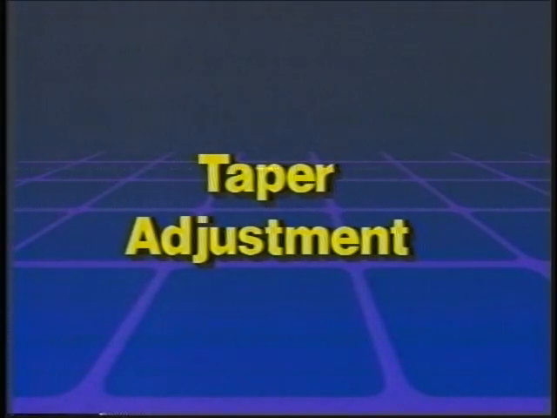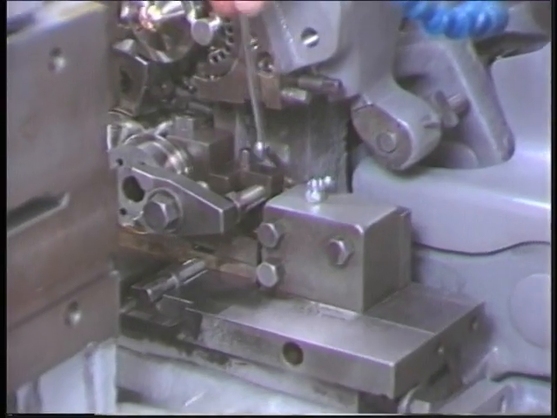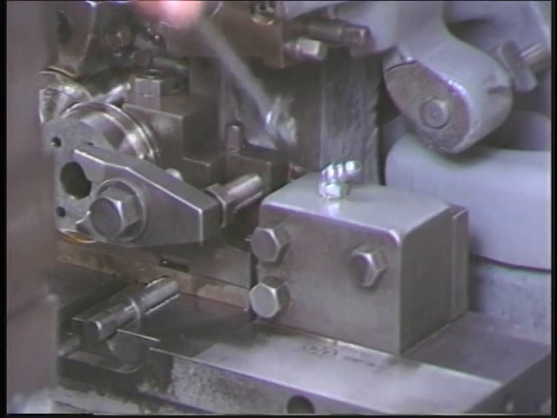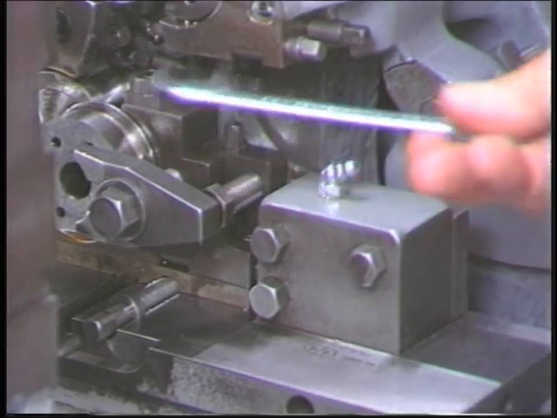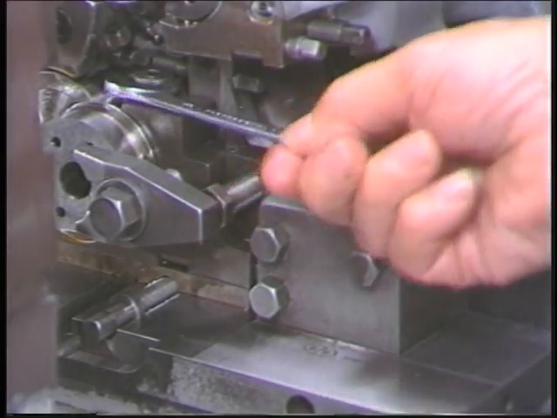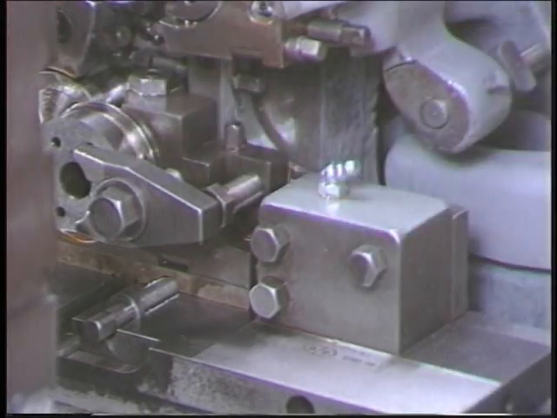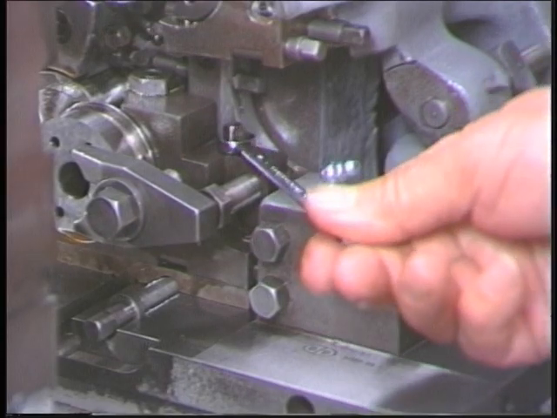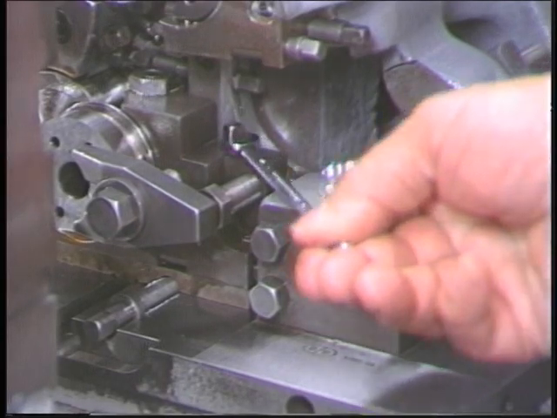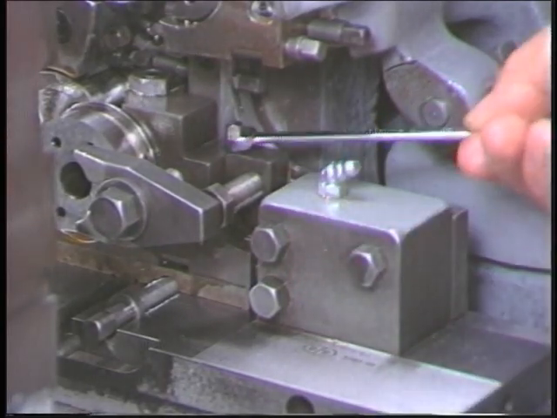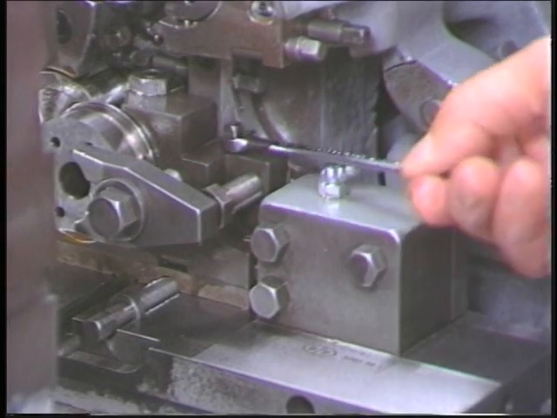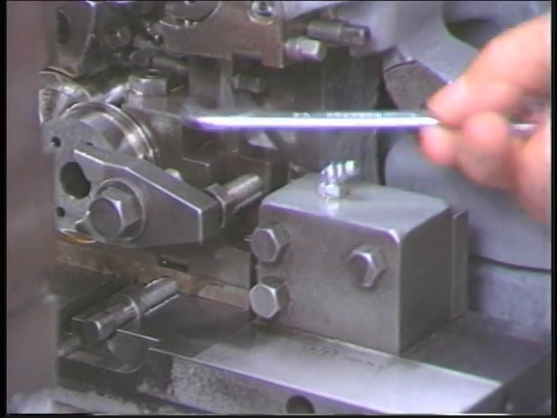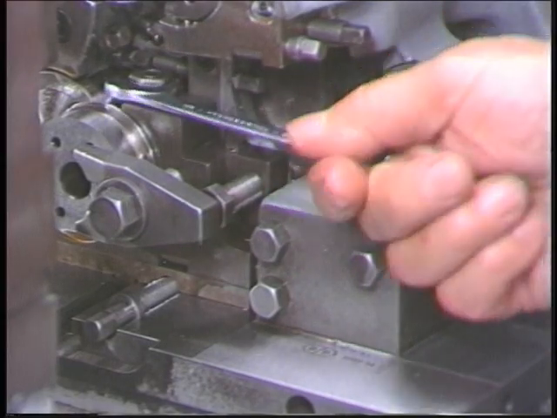Taper adjustment. If the workpiece is tapered, loosen the eccentric locking screw and the nut on the T-bolt. Then swing the rear of the tool post slightly to the right or left by turning the eccentric in the same direction in which the tool needs to be moved. After making this adjustment, lock down the T-bolt nut and the eccentric locking screw.